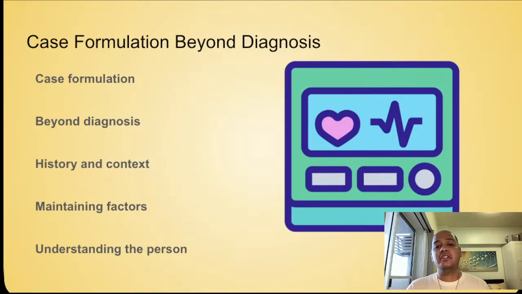So now let's go to case formulation beyond diagnosis, and this is where we bring everything together. Diagnosis identifies the disorder pattern, but case formulation explains the person. A diagnosis might tell us that a client meets criteria for major depressive disorder, but formulation asks, why this depression? Why now? What vulnerabilities were already there? What triggered it? What keeps it going? What strengths or supports exist? And what kind of intervention makes sense for this particular person?